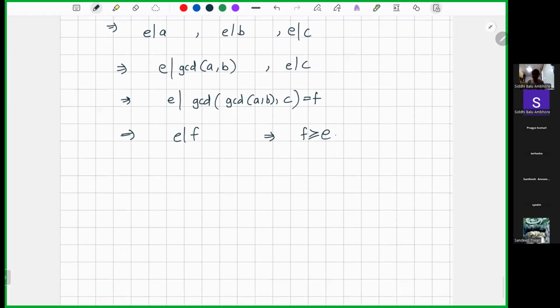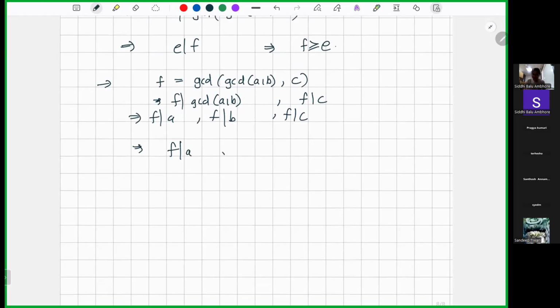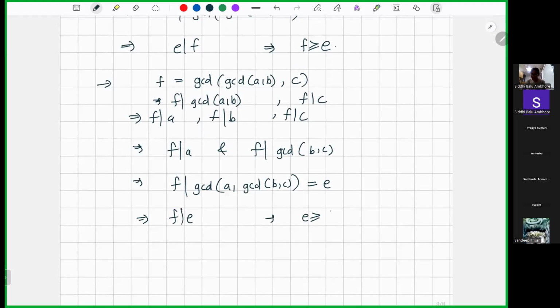Okay, and now similarly, if I start with F, F was GCD of GCD AB and C. So this will imply that F divides GCD of AB and F divides C, and this will imply that F divides A and F divides B. The similar argument: if this GCD of AB is some Q, then since F divides Q and Q divides A and B, F will divide A and F will divide B. So F divides A, F divides B, and F divides C, so this will imply that F divides A and F divides GCD of B and C. So F divides GCD of A comma GCD B and C, and this was my E. So I get that F divides E.